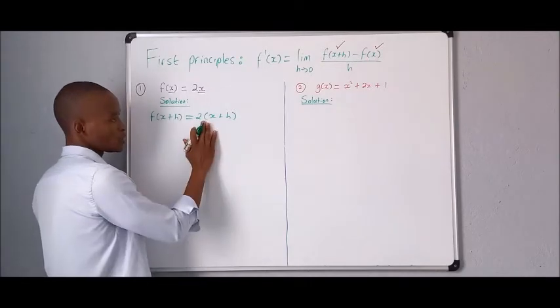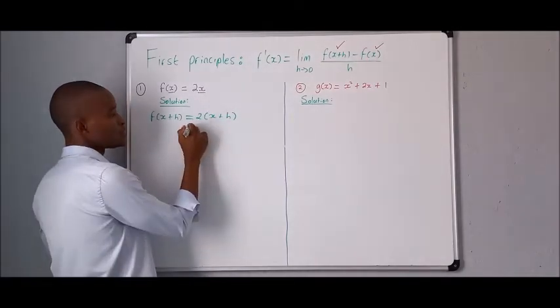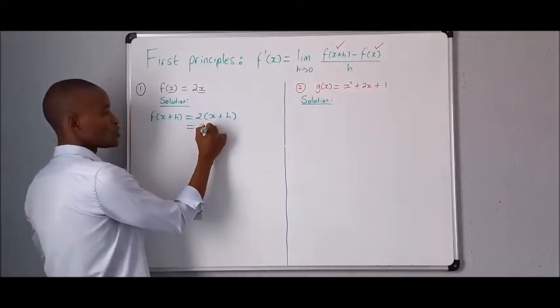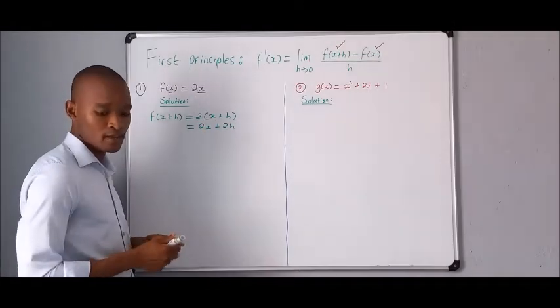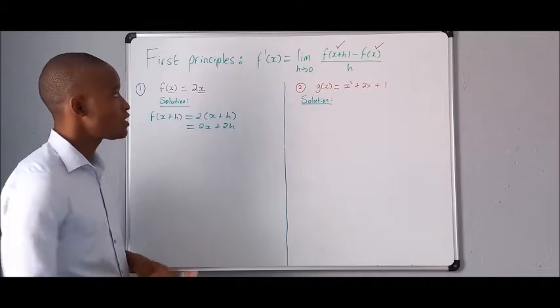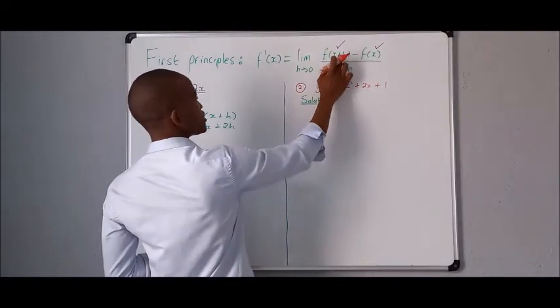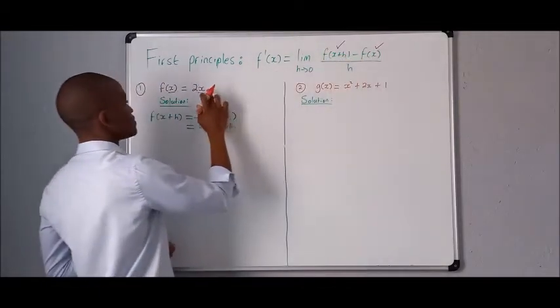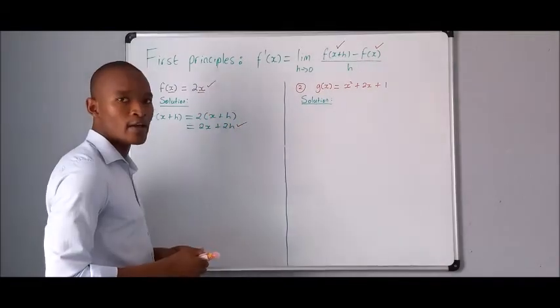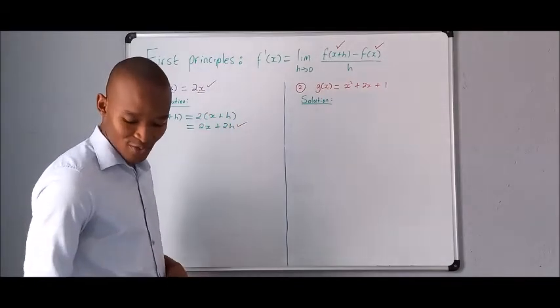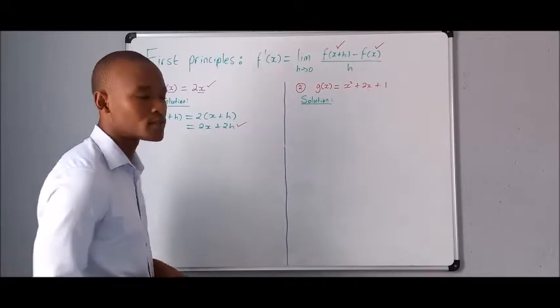Okay, so in place of x, we're going to now substitute x plus h. The operation here is a multiplication, so distribution needs to happen there. We have 2x plus 2h. Okay, and what do we have? We now have this expression. We also have this expression from the equation itself. So we are ready to apply first principles, okay? To do what? Get the derivative of the function.